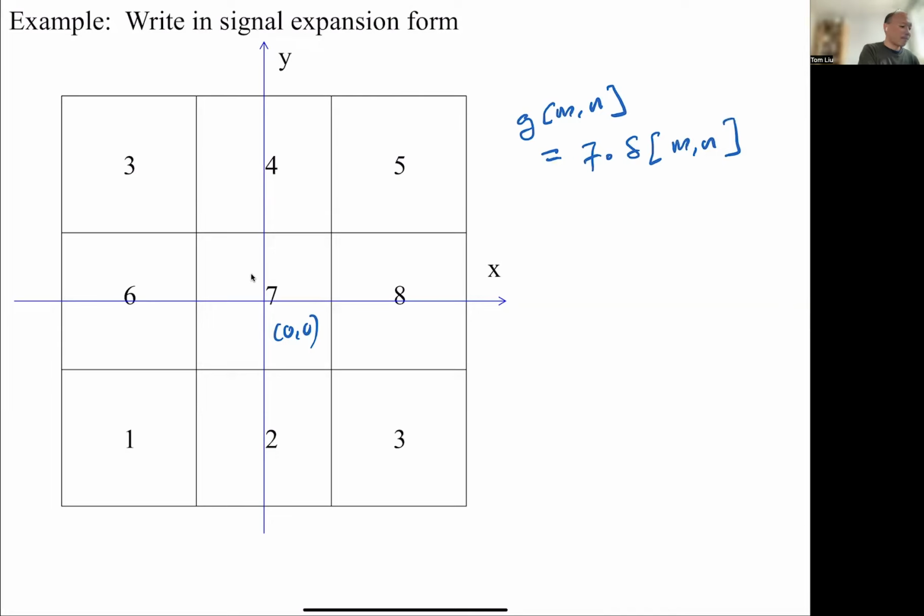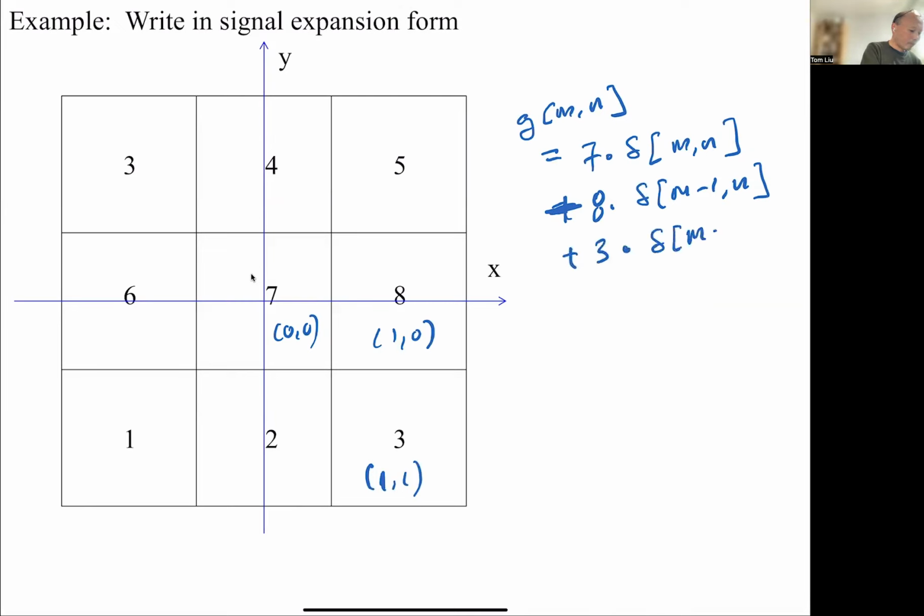Okay. And then this one is at units 1, 0, right? So this would be, we're going to add on 8 times delta m minus 1, n. And then let's look at this one. This is at 1, 1. So that's going to be 3 times delta m plus, oh, so this is at minus 1, sorry, minus 1, minus 1, right? Because we've gone down. That's m plus 1, n plus 1. Okay, and you can fill out the rest on your own as a good exercise.